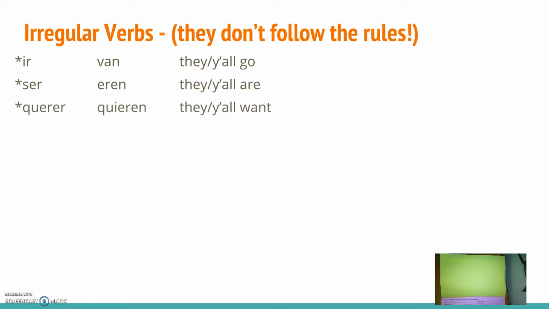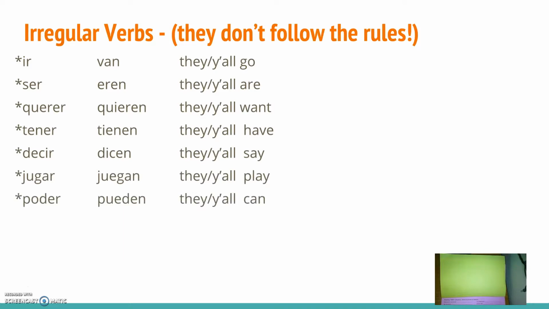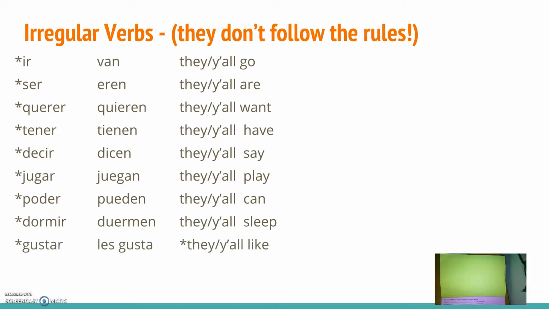Querer, meaning to want. Quieren means they or y'all want. Tener would turn to tienen. Decir would turn into dicen. Jugar turns into juegan. Poder, meaning to be able to, turns into pueden. Dormir turns into duermen. And then just as we talked on the you video, gustar is a little bit different.